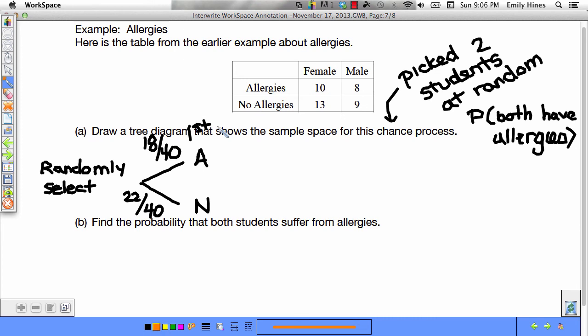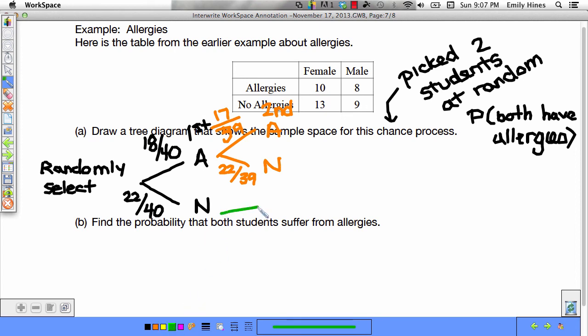Okay, from here, for each of these, I have two options for my second student. They can either have allergies or they could not have allergies. In this case, if they have allergies, I've already picked one student who has allergies, so there's one less to pick from and there's one less total student. And here, no allergies, there's not one less. There are still 22 students who don't have allergies, but there are only 39 to pick from.